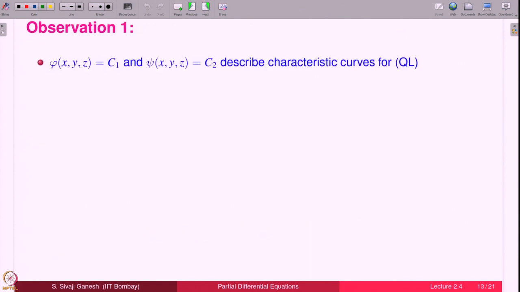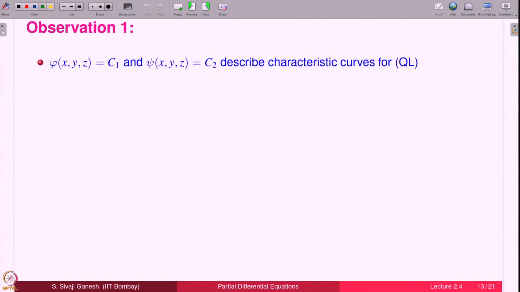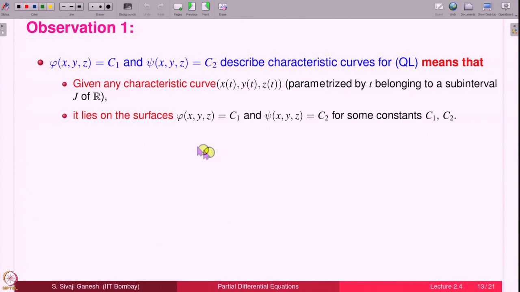Observation 1, what is observation 1? ABC is parallel to grad phi cross grad psi. So, phi equal to c1 and psi equal to c2 describe characteristic curves for QL. This is the assumption. What does that mean? It means that given any characteristic curve x(t), y(t), z(t) parameterized by t belonging to some interval J of R, x(t), y(t), z(t) satisfies both the equations. What are the equations? Phi of x(t), y(t), z(t) equal to c1 and psi of x(t), y(t), z(t) equal to c2. It lies on these surfaces. Okay. That is the meaning of saying this and this together describe characteristic curve. It means if you have characteristic curves, they lie on the intersection of these two surfaces.